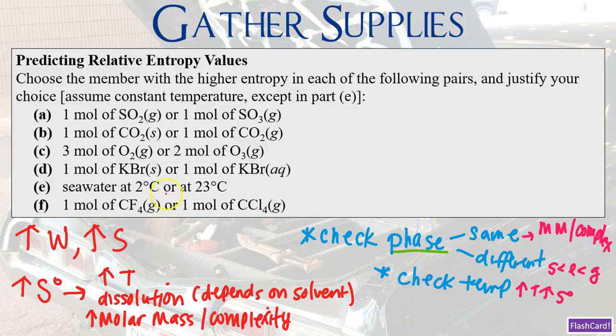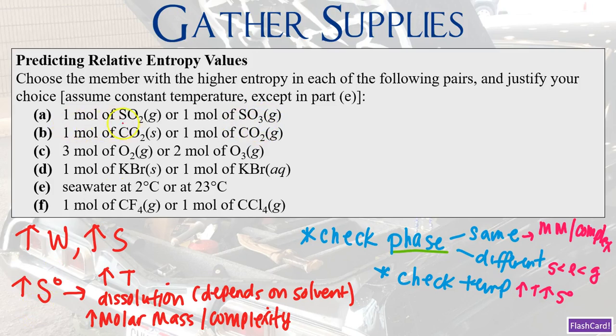So let's go ahead and start with letter A. We have 1 mole of SO2 gas or 1 mole of SO3 gas. Which one is going to be the higher entropy? Now, of course, since we're talking about things that are in the same phase, we're going to be dealing with molar mass or complexity to help us make this choice.